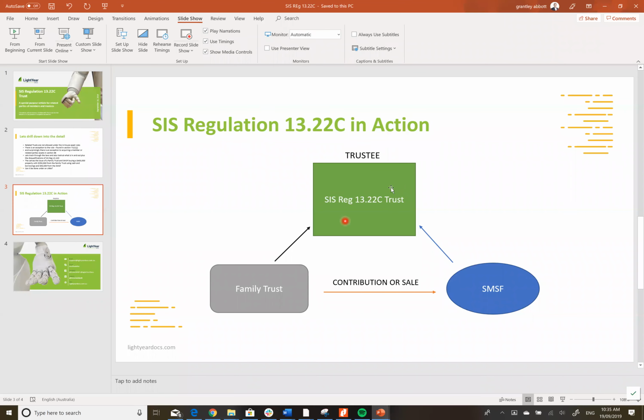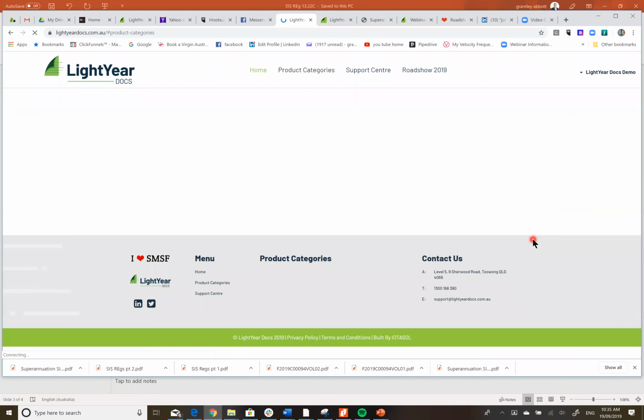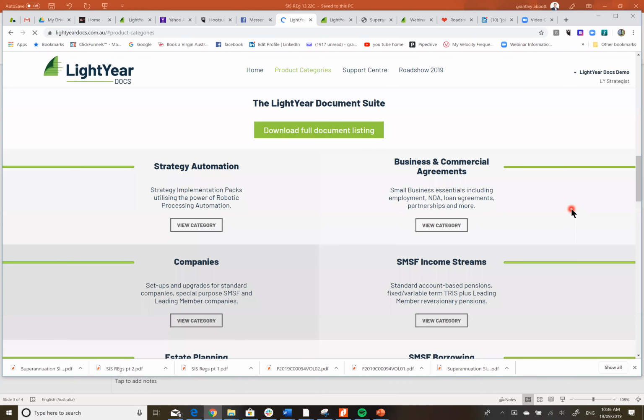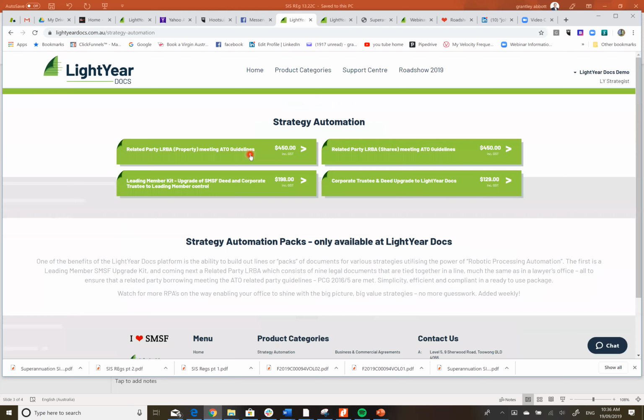We know the conditions, no mortgage, no borrowing, et cetera, et cetera. Now the family trust could contribute those units to the SMSF. And if it's a contribution, what I would suggest is, depending on the age, if the client is 60 or whatever, then just simply contribute, or the SMSF can actually buy them off the family trust. Alternatively, another thing we can do is if we go into product categories, you'll find in our strategy automation here, which is going to get bigger and bigger all the time, we've got related party property, meeting ATO guidelines, upgrades, and here we've got the shares.